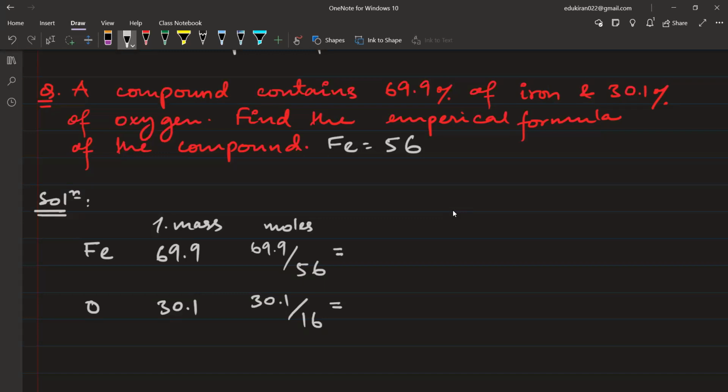Take 69.9 as 70 and then calculate. There will be a bit of calculation here, okay? You can take 70 for iron and you can take 30 for oxygen, and then you can tell me what answers you are getting.